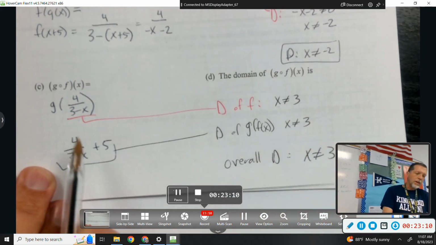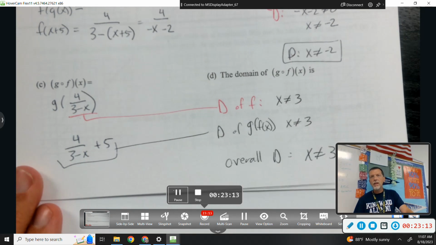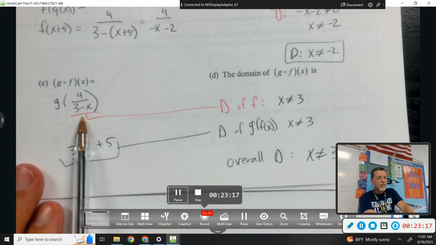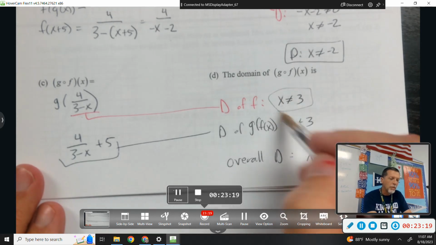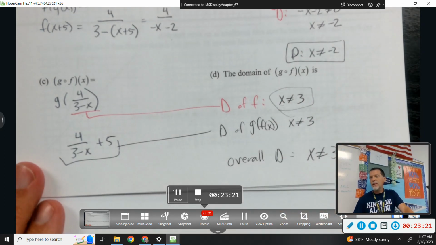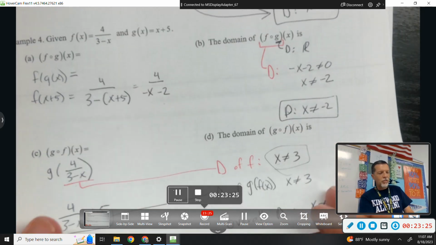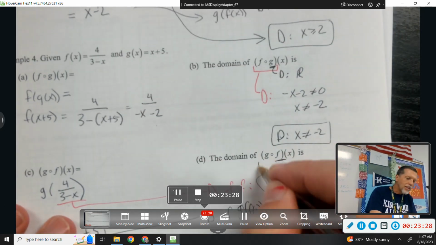But it couldn't be 3 from the get-go. And so whatever else happened to f, because it was the inside function, x would never be able to be 3 regardless of what happened after that. So that domain thing is tricky. Check the inside and then check the overall.